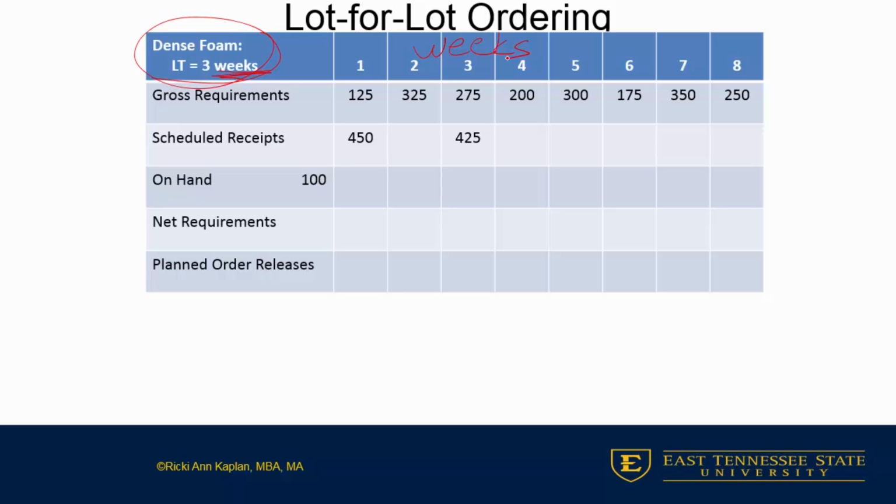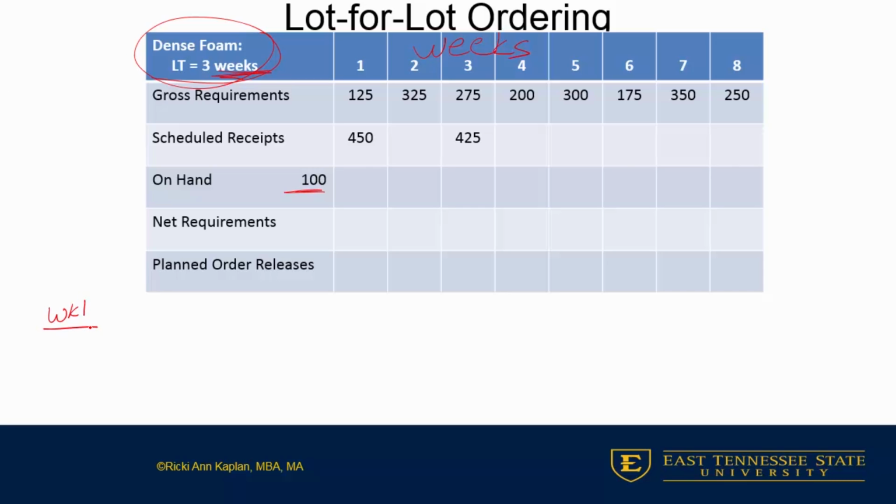On hand, notice we have a number listed here. At the end of our last time bucket, 100 units were left on hand. So we have 100 units available to use. We have a place to write our net requirements, what our needs will be, and planned order releases. When do we plan on placing these orders? So let's take a look at what we need to do. Down at the bottom of the page, I am going to be using this as scrap paper so you can see the math that I'm doing.